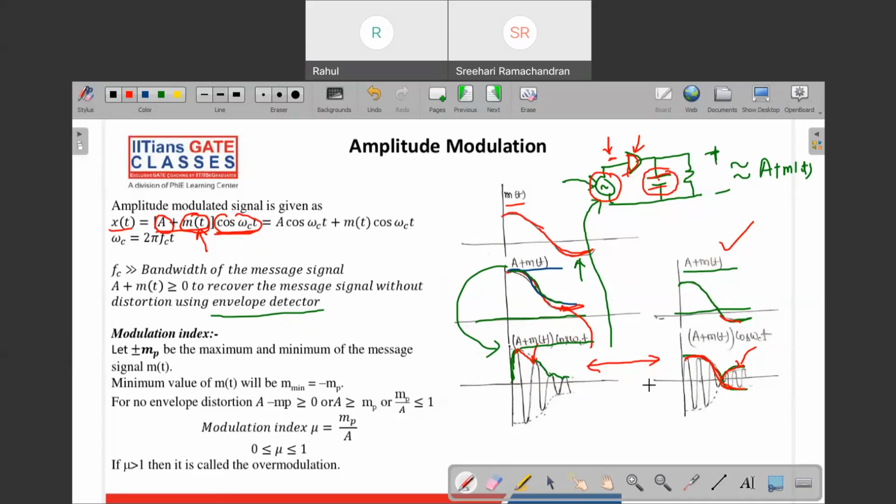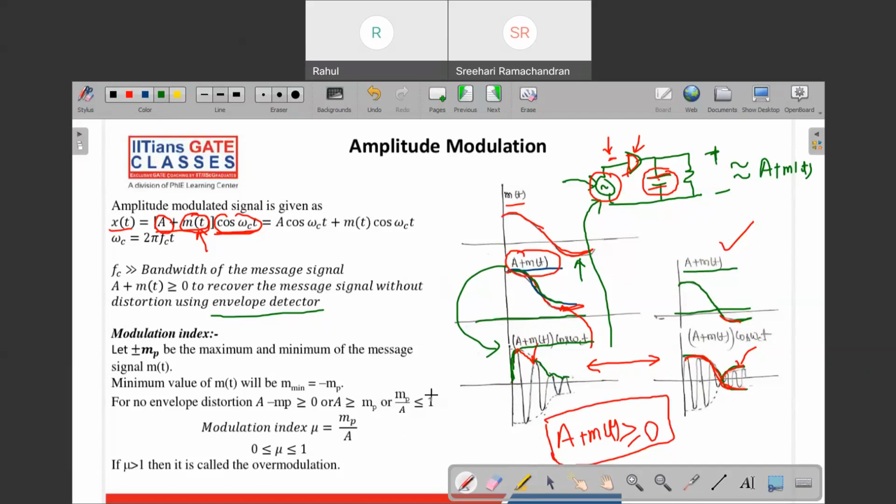So here there is one criterion: this envelope has to be always positive. That means that A plus m(t) has to be always greater than or equal to 0. If the signal, or the envelope, is satisfying this criterion, then we will be able to use this envelope detector to recover the signal. Otherwise, we will not be able to use the envelope detector.